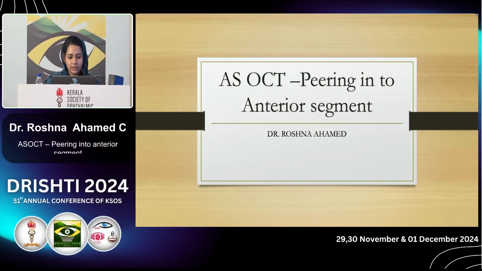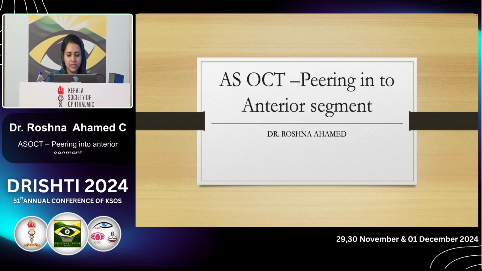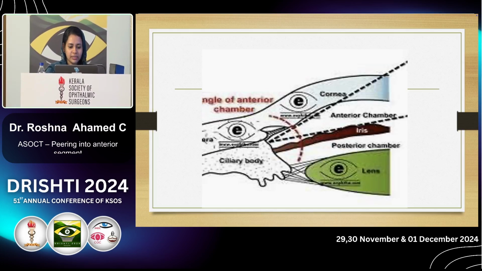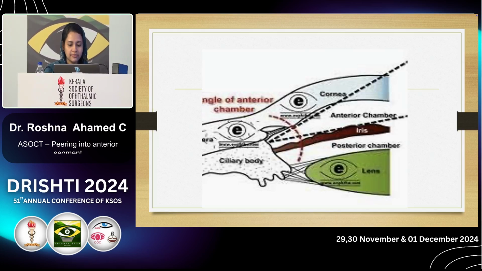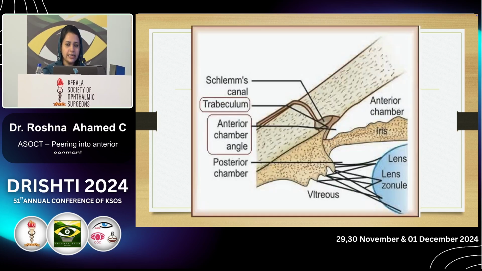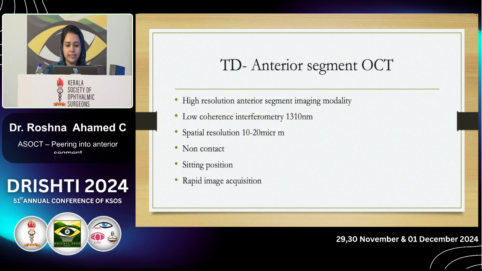Hello, good morning. My topic is ASOCT: peering into the anterior segment. This is the angle of the anterior chamber. We all know the angle structures we can see: the ciliary body, scleral spur, anterior to the scleral spur, the trabecular meshwork and Schwalbe's line. This is the area of main aqueous drainage, and it can be seen with our anterior segment OCT.